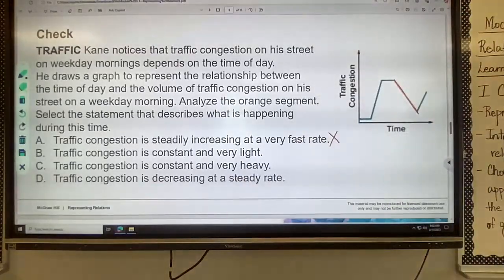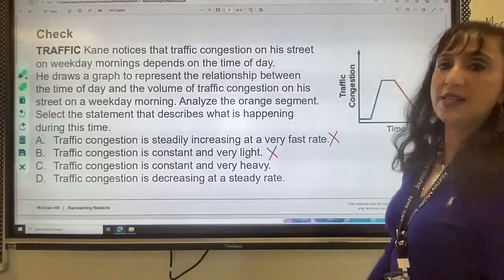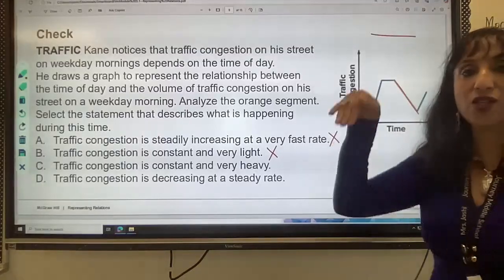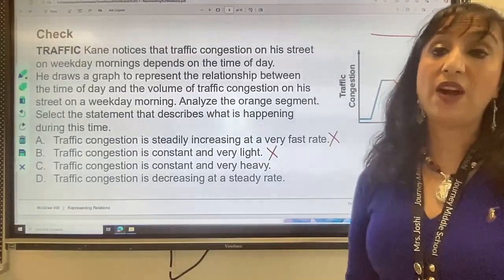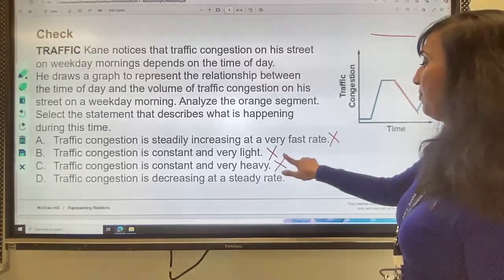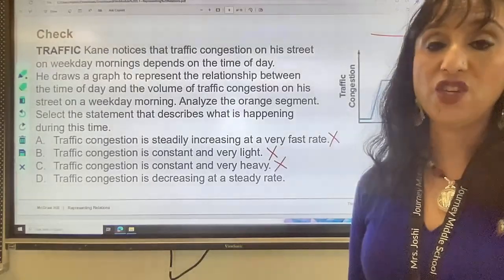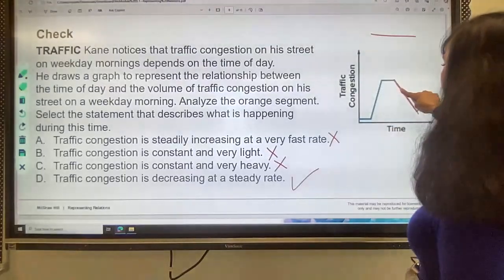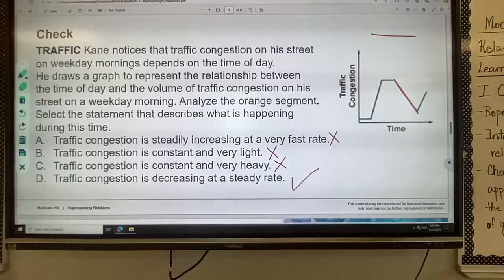So this is not correct. Okay, so next it's saying that the traffic congestion is constant and very light. Is this constant? No. If it was constant, it would be a straight line like this. But it's going down. Okay, the third one, traffic congestion is constant and very heavy. Again, it's not constant. And then it's saying traffic congestion is decreasing at a steady rate. And that is correct because it is going down. So that's a decrease. All right. So option D is the correct choice over here.